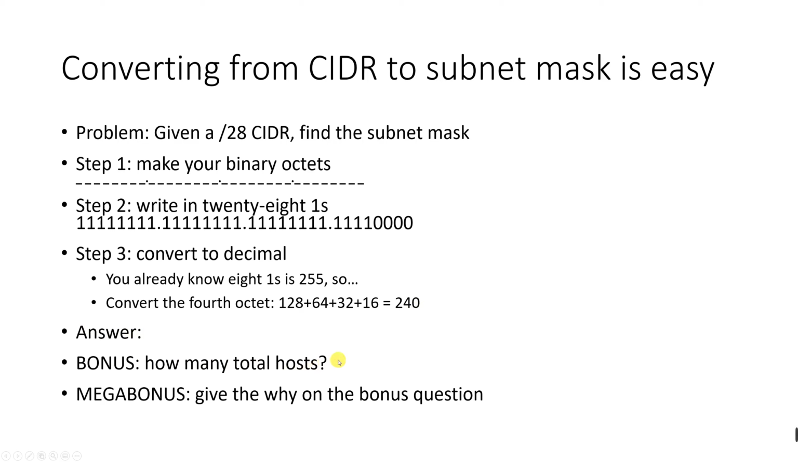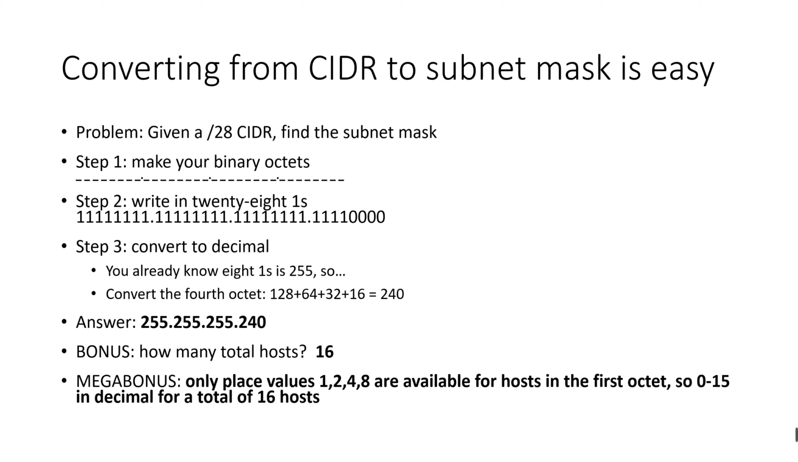Let's move on to this question, the bonus question. How many total hosts are going to be in each subnet? Look at the pattern. So we went from /26 with 64 to /27 with 32. So /28, take a guess at that. Now, give the why on the bonus question, for the mega bonus question. Let's look at the answers. If you guessed 16 for total hosts, you got it correct.